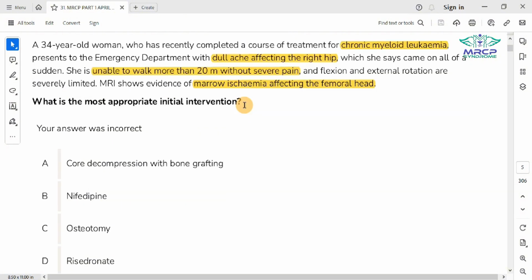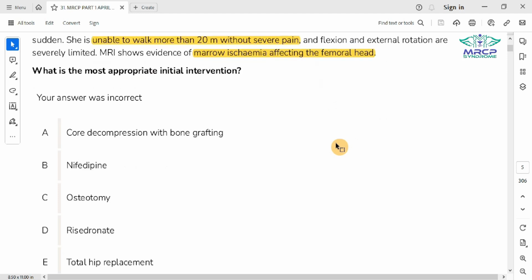Okay, next one. What is the most appropriate initial intervention? A 34-year-old woman who has recently completed a course of treatment for chronic myeloid leukemia presents to the emergency department with a dull ache affecting the right hip, which she says came on all of a sudden. She is unable to walk more than 20 meters without severe pain, and flexion and external rotation is severely limited. The MRI shows evidence of marrow ischemia affecting the femoral head. What is the most appropriate initial intervention?